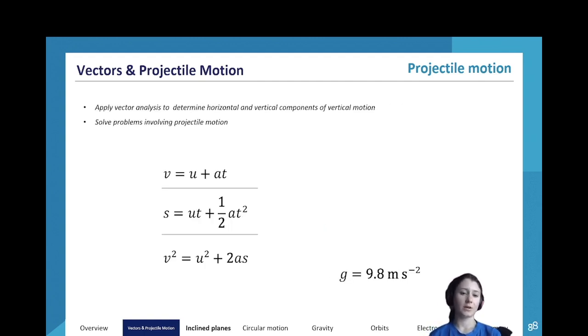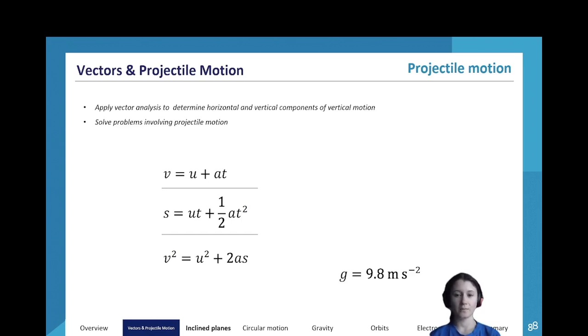Now we need to get on to solving some problems involving projectiles. Alright. So there are a few formulas on your formula sheet that you need to be aware of, and I've listed a few of them here. So we have V equals U plus AT, and S equals UT plus half AT squared, and V squared equals U squared plus 2AS. So it's important to know the meaning of all of these letters in these equations.